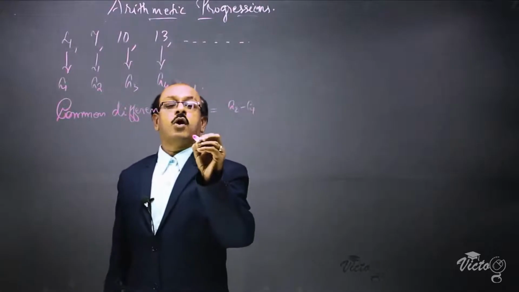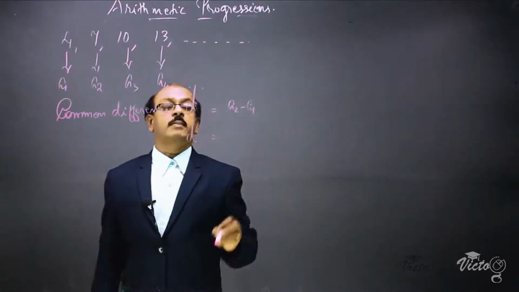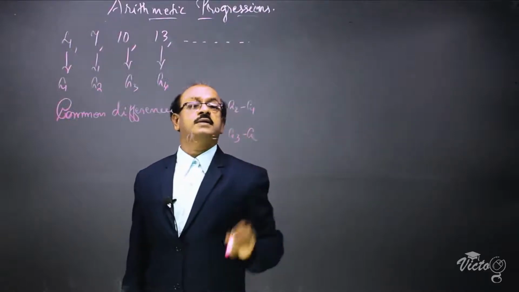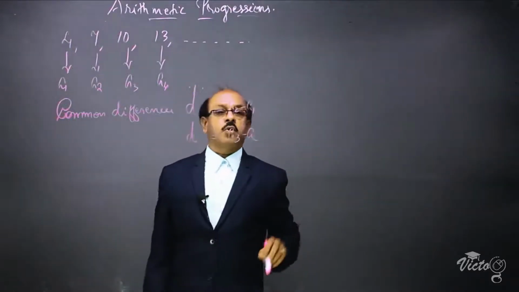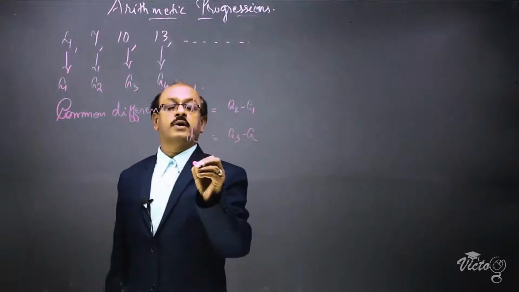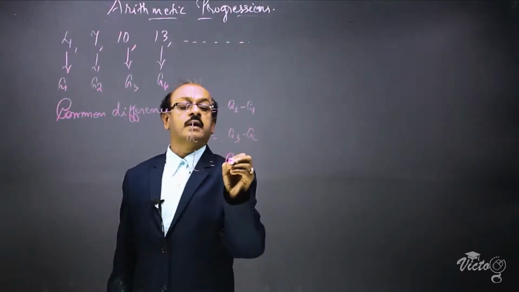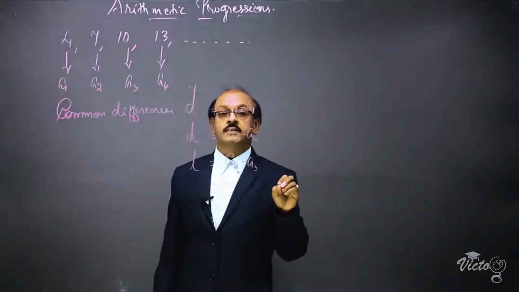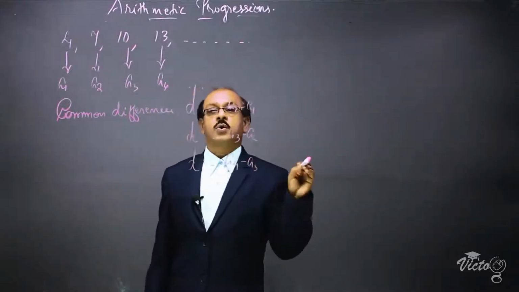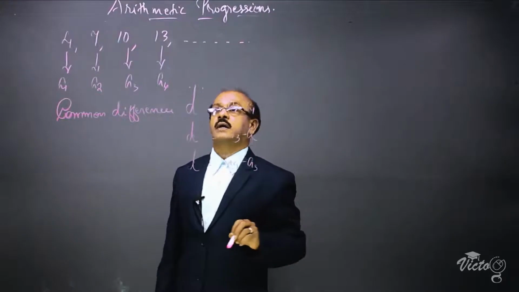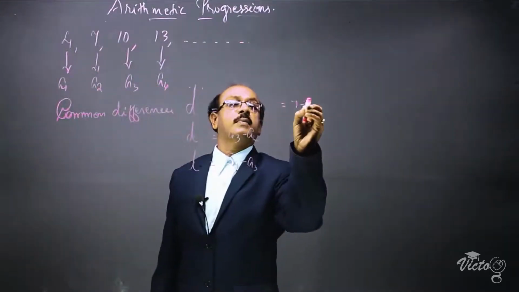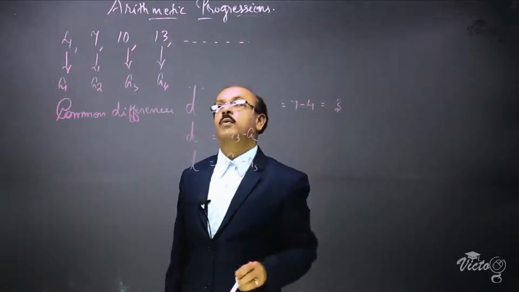Or common difference d can be obtained by subtracting the second term from the third term, that is A3 minus A2, which will also give you the common difference. Again, common difference d can be obtained by A4 minus A3. We are subtracting the third term from the fourth term, and so on. We will get the common difference. Here, 7 minus 4 is the common difference. 7 minus 4 is equal to 3, which is the common difference.